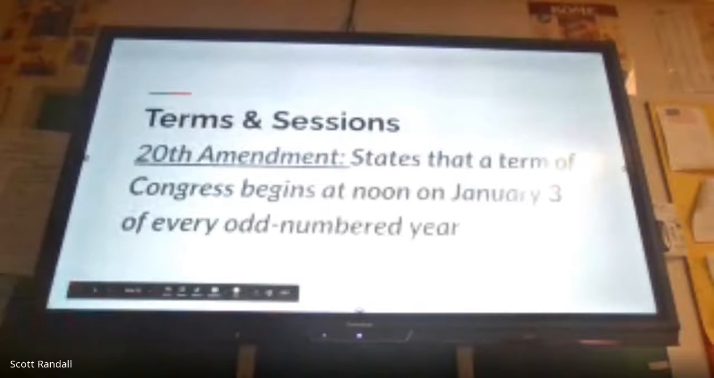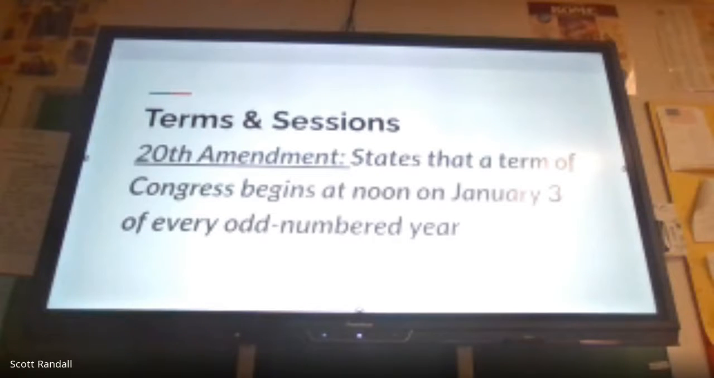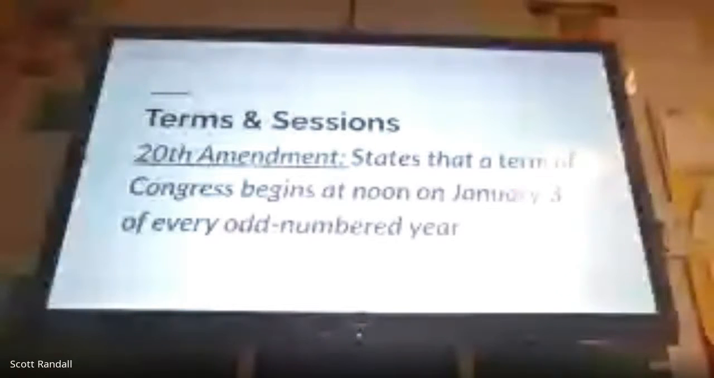You'll hear on the news that this is currently the 116th Congress. The 117th Congress, basically the 117th meeting every 2 years, begins on January 3rd. This is established with the 20th Amendment. All right, we were talking about amendments.